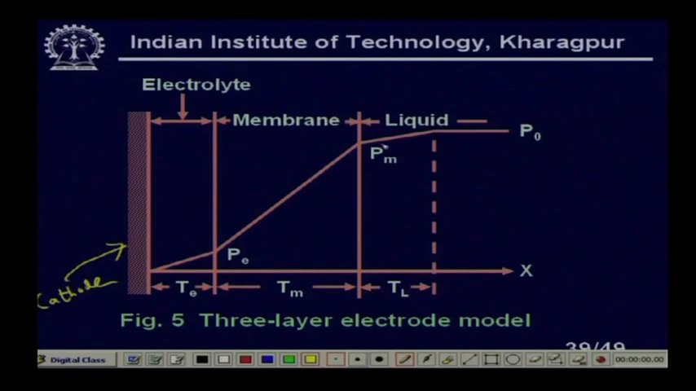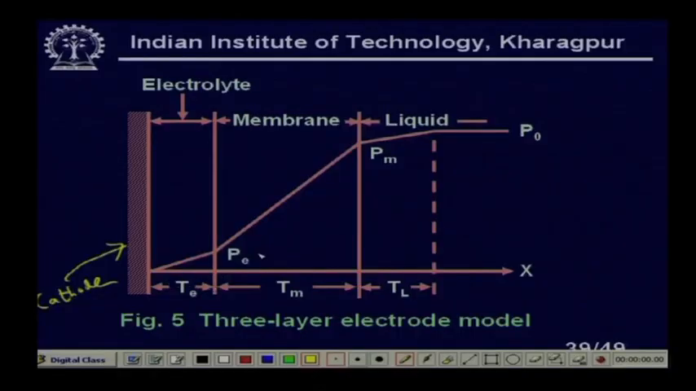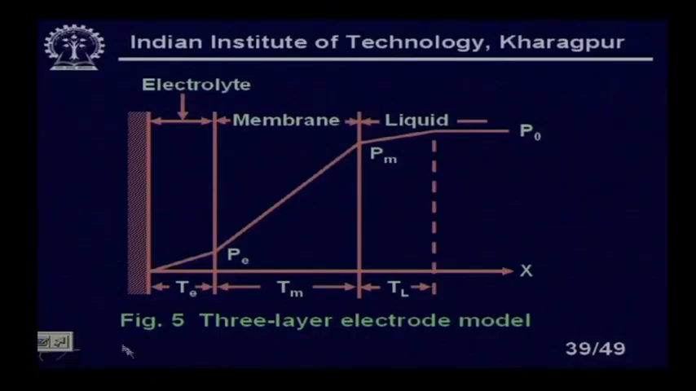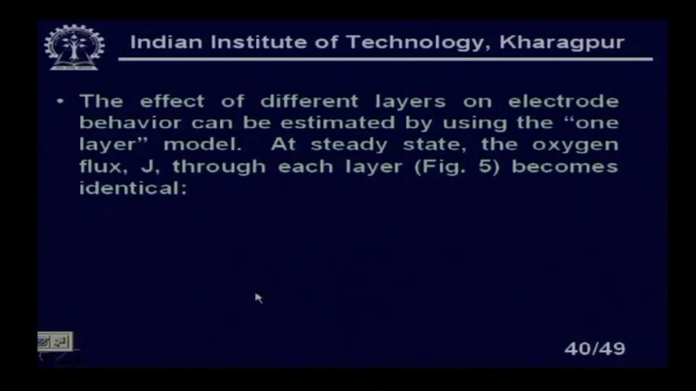You see it is slowly increasing, like this. After that we are getting the main bulk liquid, but here this is a film thickness which is stagnant with the membrane itself. We have enlarged it, though this is very small, in the order of micrometers, just to explain to the students. The effect of different layers on the electrode behavior can be estimated by using the one layer model.